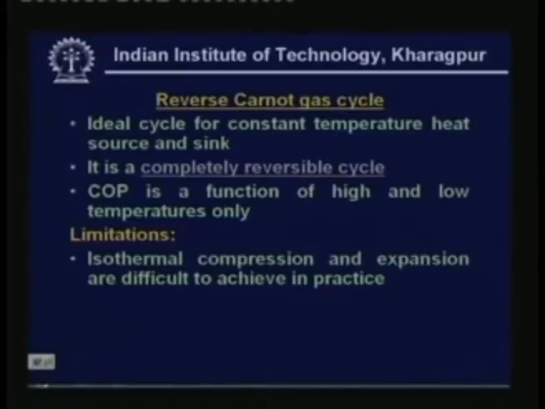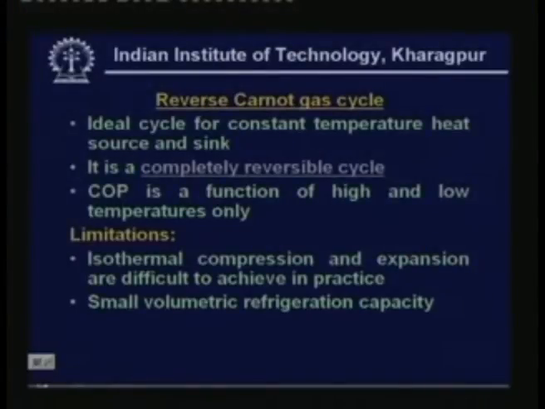What are the limitations? The first limitation is that isothermal compression and expansion are difficult to achieve in practice. You have seen that processes 2 to 3 and 4 to 1 are isothermal processes, and at the same time some work transfer has to take place. This is very difficult to achieve, especially when we are dealing with high speed turbines or compressors. They will be operating closer to adiabatic conditions than isothermal conditions. So achieving isothermal compression and expansion is very difficult. This is the first limitation.